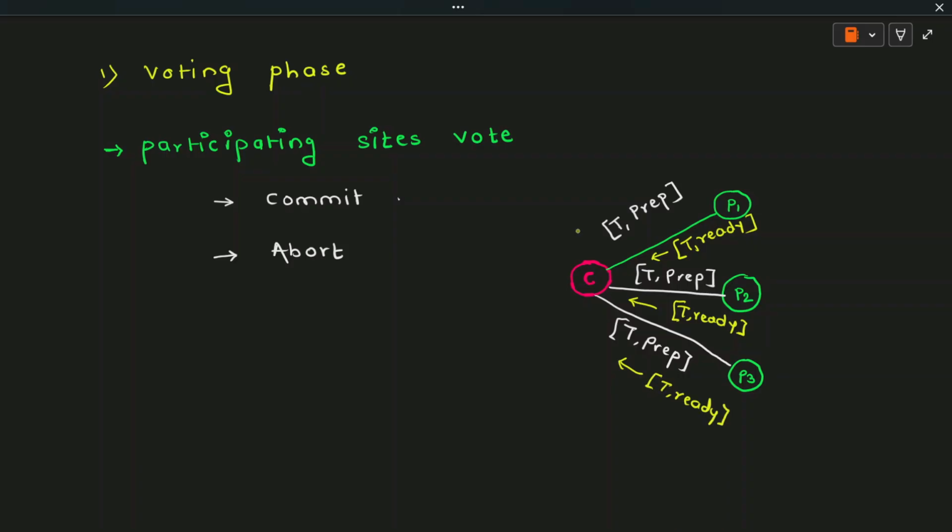But there are chances that sometimes there might be a participating site which might not be ready for committing the transaction. In that case, instead of sending the T ready message to the coordinator site, that participating site may send the T not ready message to the coordinator site. Now, based on the responses received from the participating sites, the coordinator site has to take the decision whether it has to commit the transaction or abort the transaction.